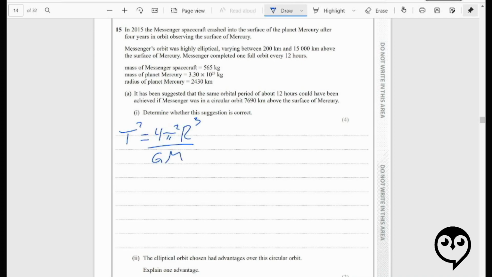This is like a Kepler's law situation here, isn't it? If we wanted to, we could put in a radius here, we can plug it all in and see if we can get that period. That's one thing we could do.